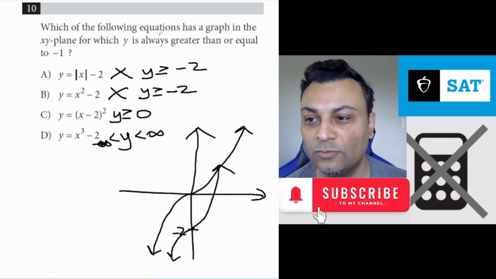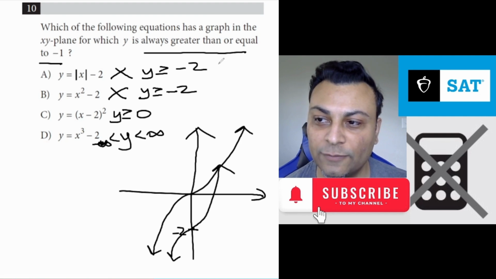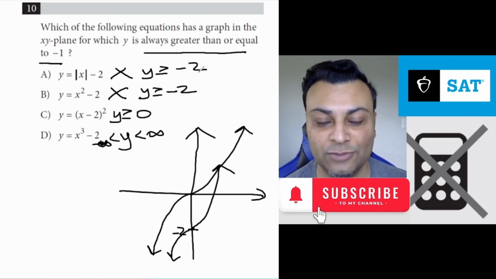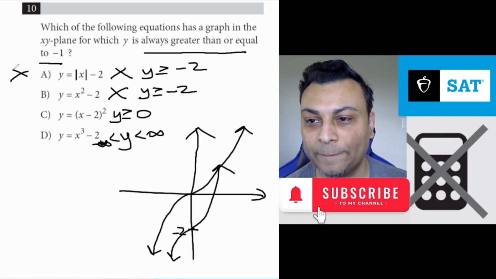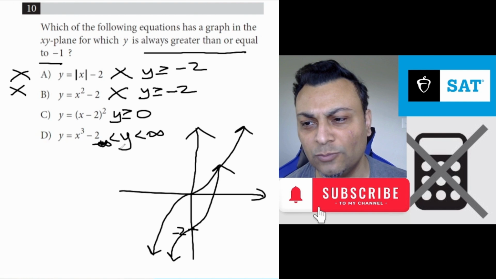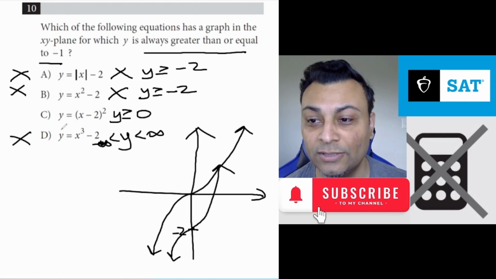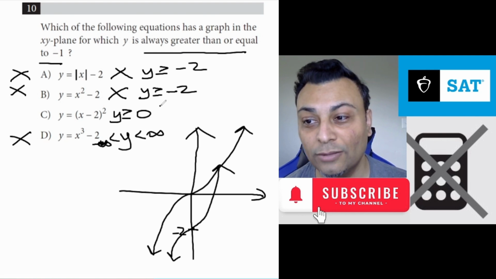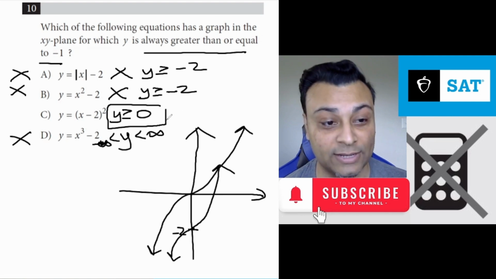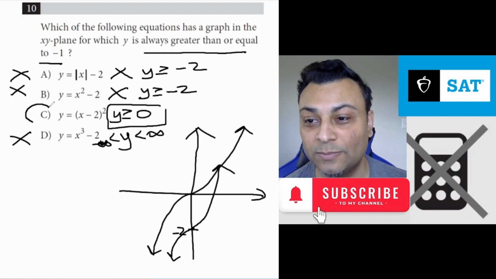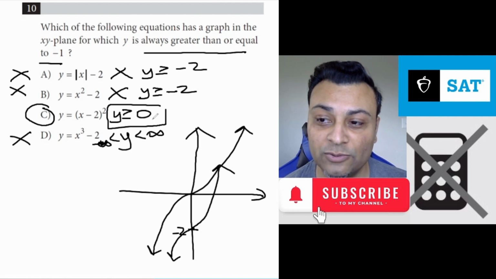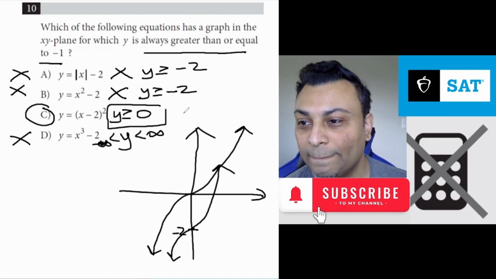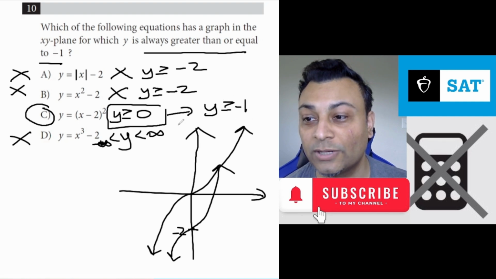Okay, so we want one of these 4 where y is always greater than or equal to negative 1. Now for part A and part B, since y goes to negative 2, those can't be it. And option D, y can take on any value, so that's not it either. Option C, y can only take on values that are 0 or greater, and all those values are greater than negative 1. So the answer is C, because y greater than or equal to 0 will include everything in here. It is guaranteed to be at least negative 1, because it's 0 or more.